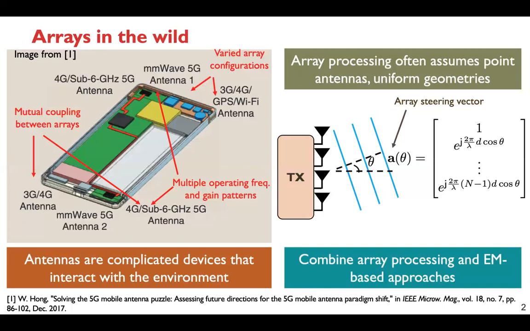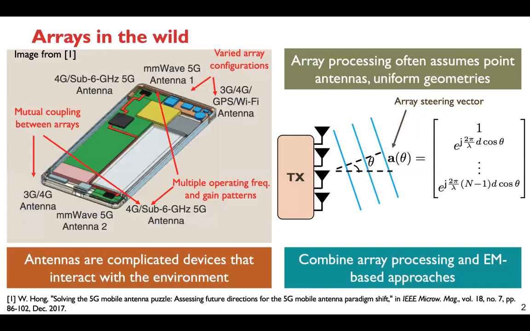And in terms of coupling, if we look at the interactions between the arrays, there would not only be interaction or coupling between the antennas within each of the arrays, but also among the different arrays with each other. And this is because antennas are complicated devices that not only respond to their excitations, but also to the environment around them. And the environment can actually have a significant effect on how the antenna radiates or propagates energy.